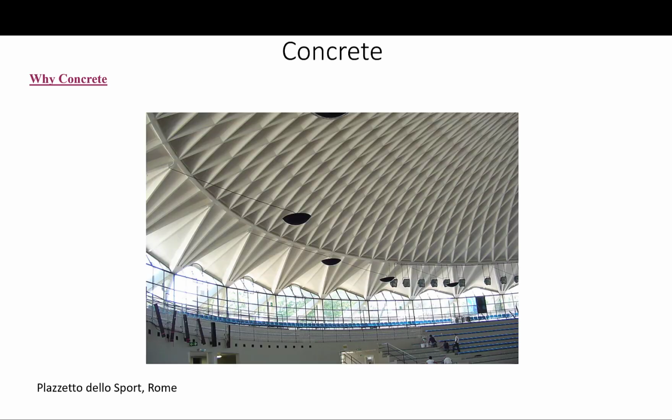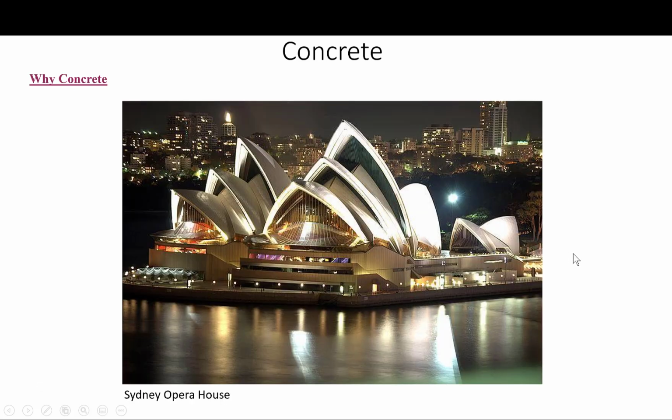The Palazzo dello Sport stadium in Rome. As you can see, these intricate details, these shapes, could only be done with concrete. The same thing, this is the Sydney Opera House, which I think everybody is familiar with. Look at these shapes. It was also almost only possible with the use of concrete.